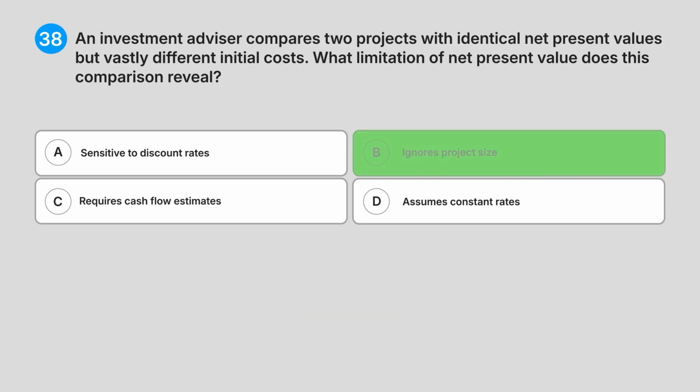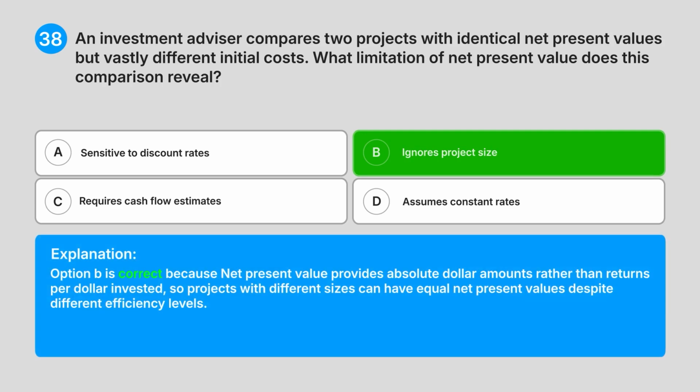Correct answer, B. Ignores project size. Explanation. Option B is correct because net present value provides absolute dollar amounts rather than returns per dollar invested, so projects with different sizes can have equal net present values despite different efficiency levels.